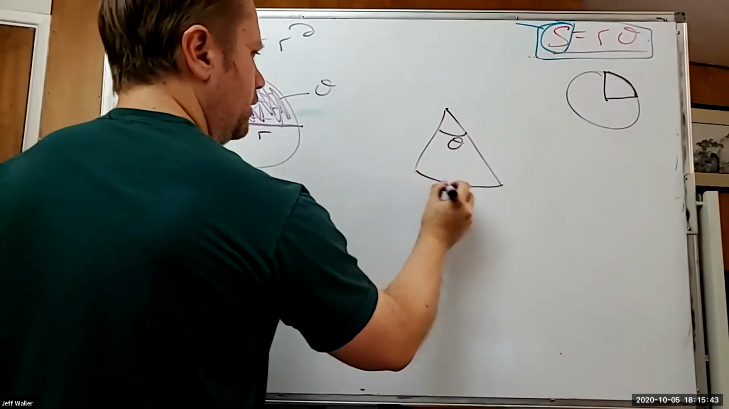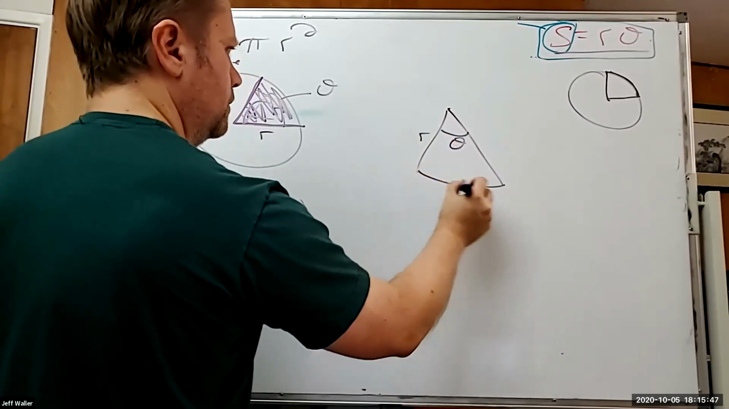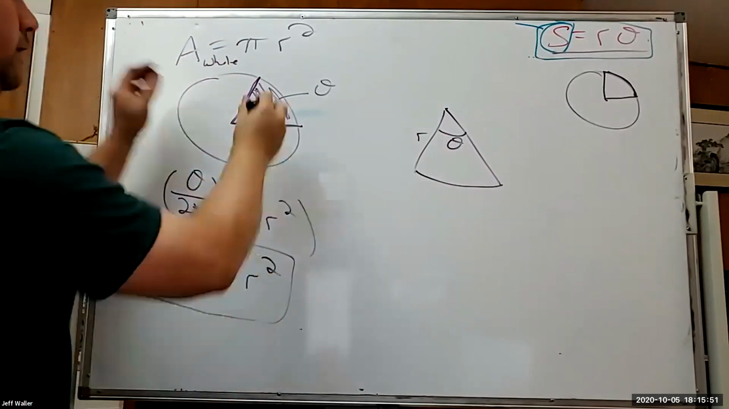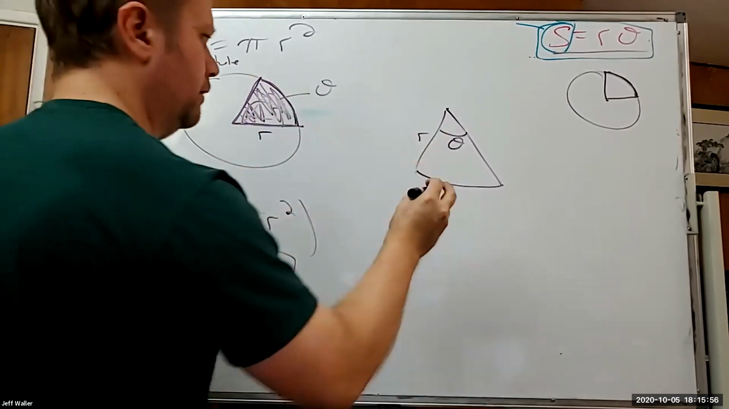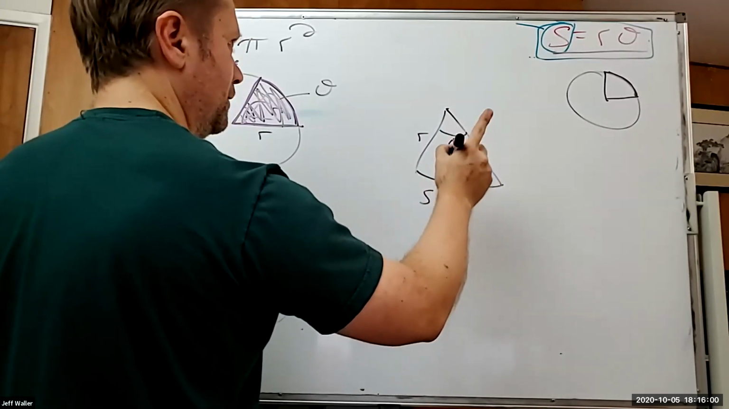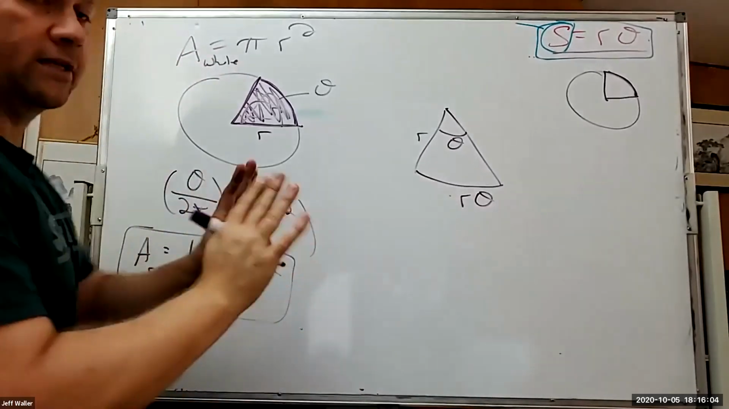What is this length here? Let me call it, this is r, that's theta. What is this length here again? How do I get that? Arc length, which is equal to what? R times theta. So let me put that there. It's R times theta. Now watch, this is so cool.